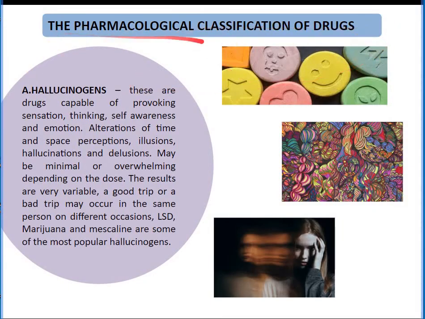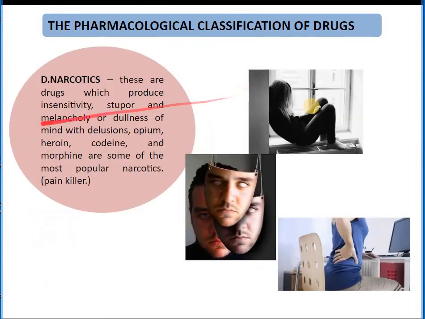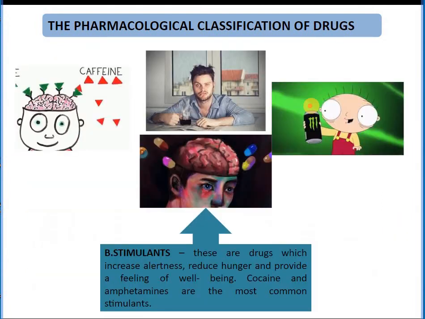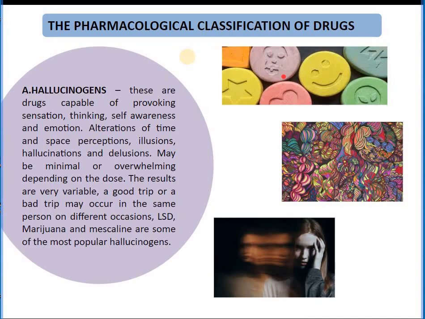So, we're down to the last topic, the pharmacological classification of drugs. We have four: hallucinogens, stimulants, depressants, and narcotics. What is the difference between hallucinogens, stimulants, depressants, and narcotics? Again, when we say pharmacological classification of drugs, these are the groups of drugs according to their effects.